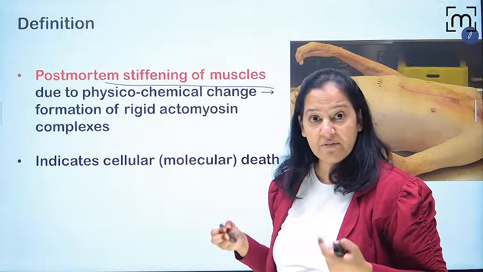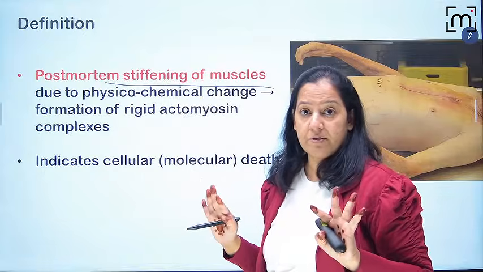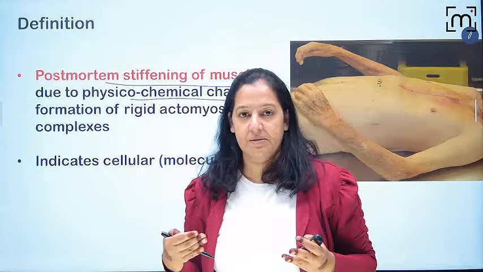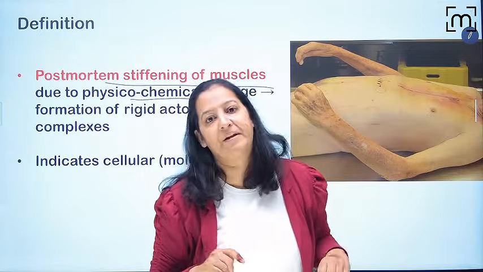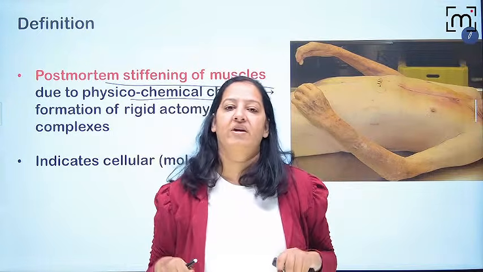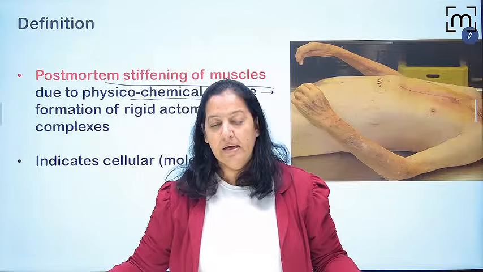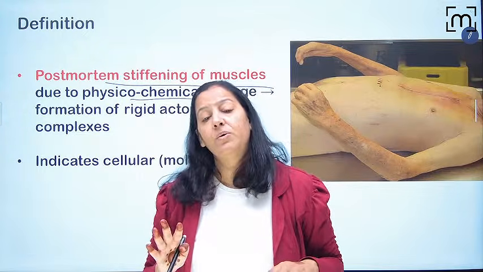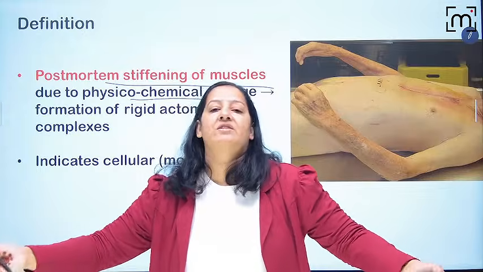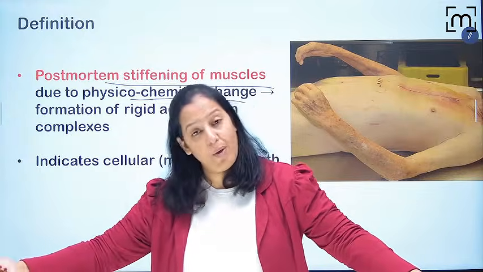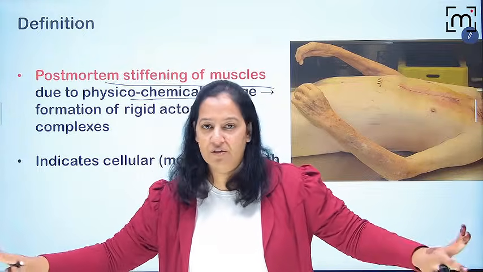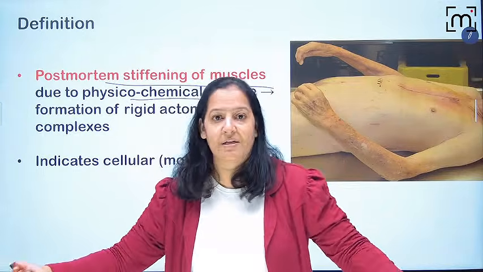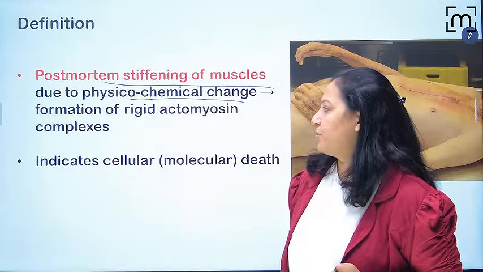Why is postmortem stiffness occurring? There is no neurological component. It is due to chemical changes. I will tell you exactly what chemical changes. ATP gets depleted, and because of this, all the muscles contract. As soon as death occurs, some ATP is present inside the body at the cellular level. That ATP is utilized in relaxation. For relaxation, ATP is required. But when that ATP is exhausted, there is no more ATP, so muscles contract because there is no ATP to relax them. That is the chemical change causing this.